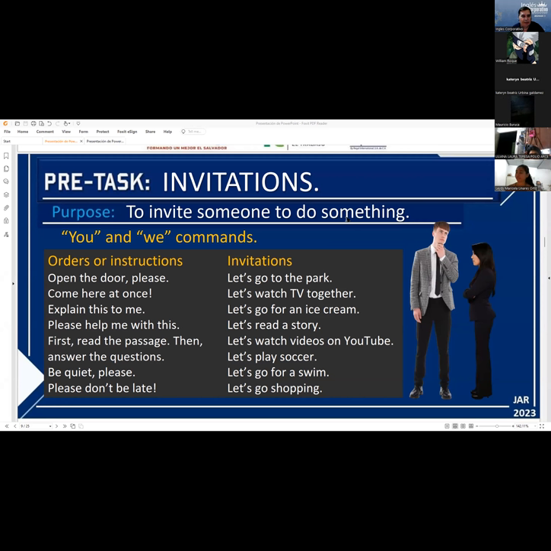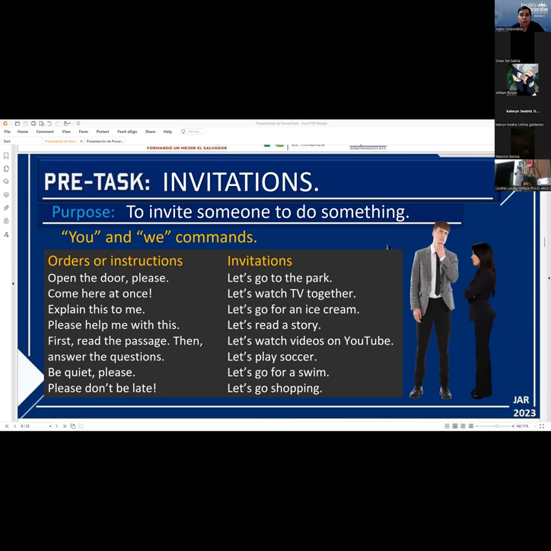first open the, like the example here. First read the passage, then answer the question. Those are instructions. Like first warm up the pan, then break the egg, and next fry it, okay, then serve it and enjoy it. So instruction. Instructions usually go like first, next, etc. But orders are do this. Sometimes the orders are polite. Please finish the report. Sometimes it's not polite. Finish the report. Okay? It's imperative.